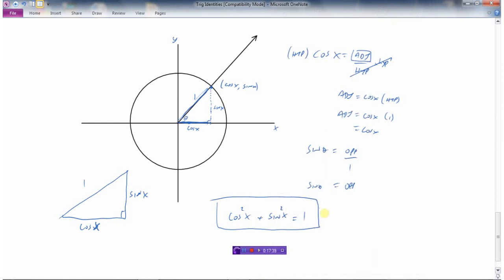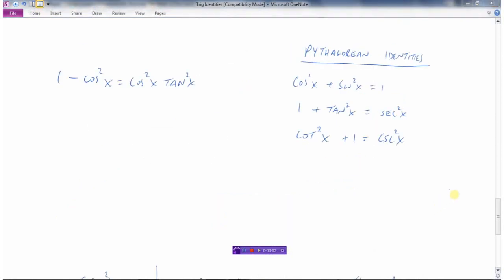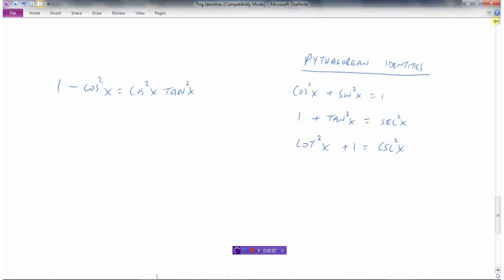So for any value of x, you're always generating a y value of 1. So these are another identity. So these are our Pythagorean identities here. Cos squared plus sine squared equals 1. That's the one that we just showed. These other ones you can generate in a similar manner from the graph, from the triangle. So 1 plus tan x squared equals secant squared x, and cotangent squared x plus 1 equals cosecant squared x.